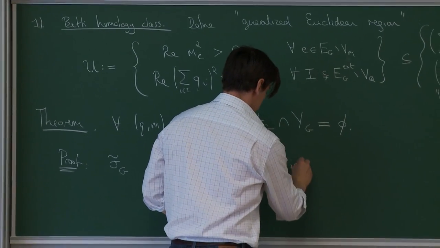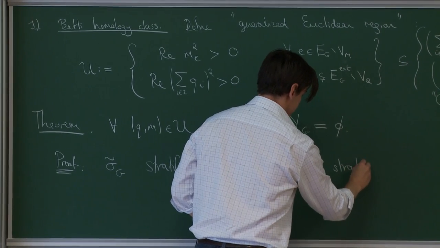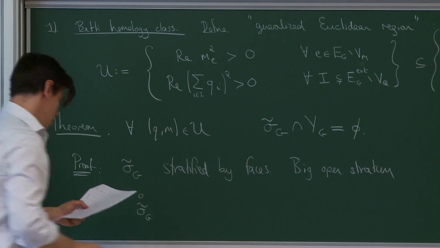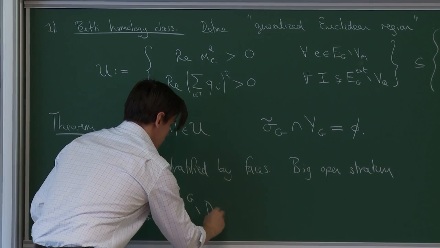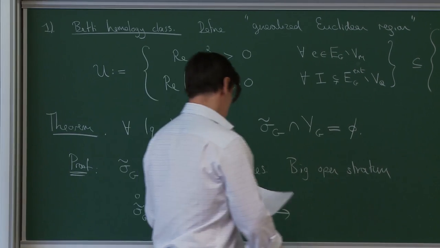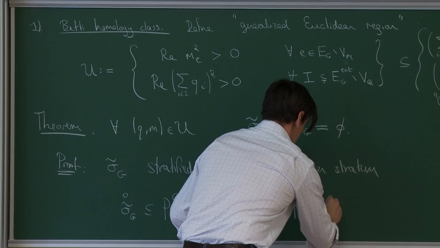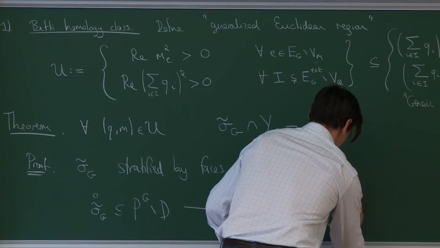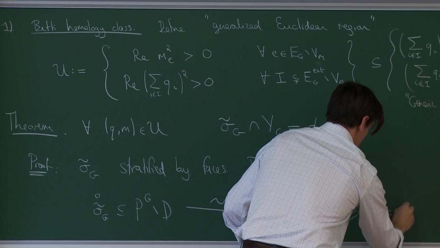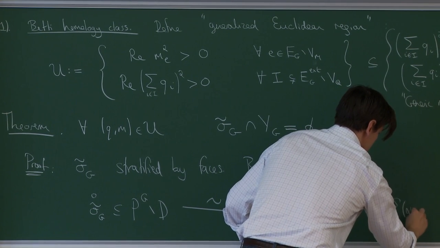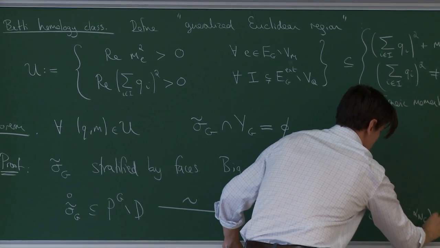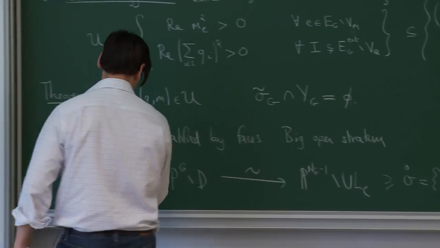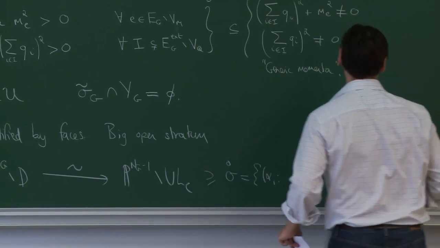So the big open stratum, let's call it sigma tilde G zero, for the interior. This is contained in PG minus D. By definition of the blow-up, this is isomorphic to P^(N_G minus 1) minus the union of the coordinate hyperplanes. And this contains the open coordinate simplex, where alpha i is strictly positive. And this isomorphism sends this open stratum homeomorphically onto this thing, sigma naught.